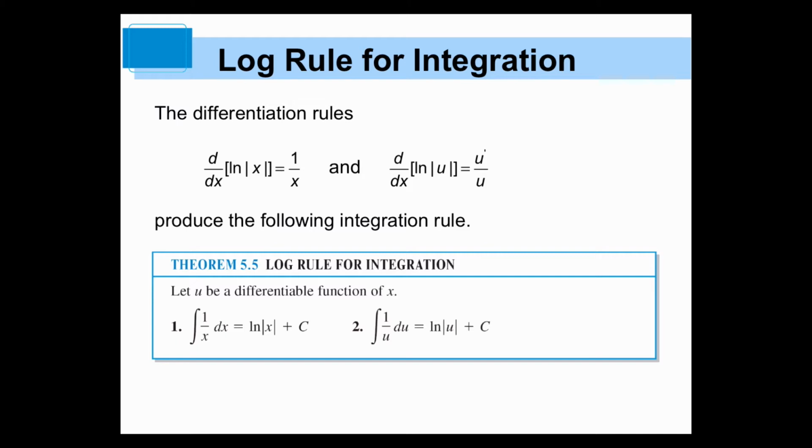If the derivative of the natural log is 1 over x, then the integral of 1 over x is the natural log of x, and we talked about this already. Notice it's an indefinite integral, so you got to stick a plus c on the end of that, but we prefer number 2 a little bit more, which is the integral of 1 over u du, and you get the natural log of the absolute value of u plus c.